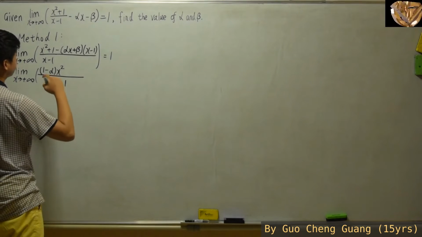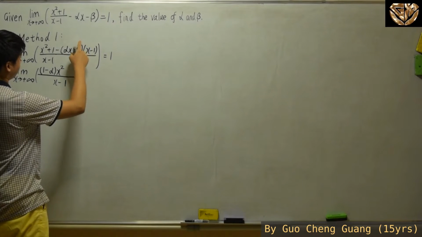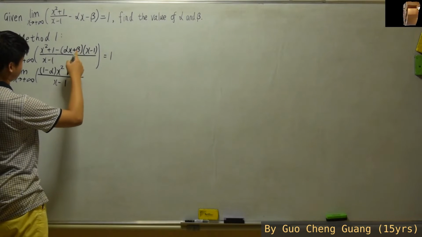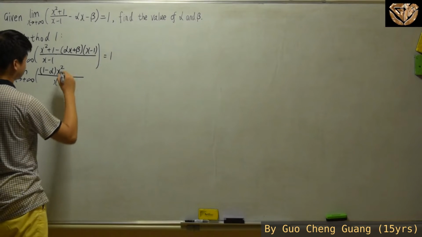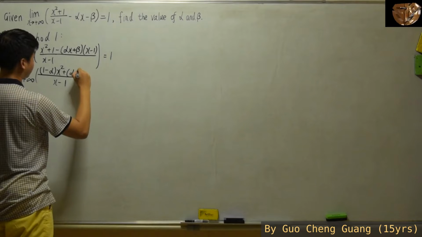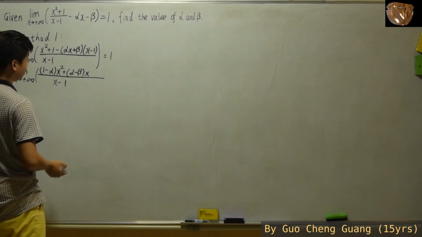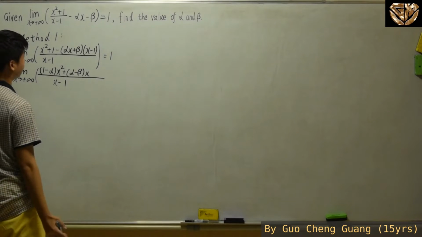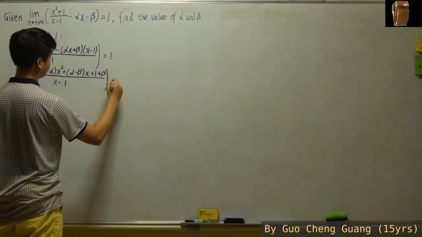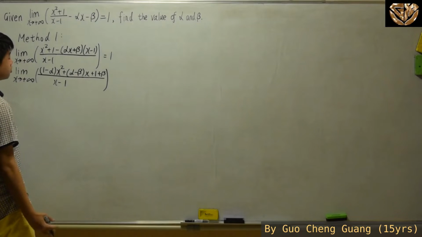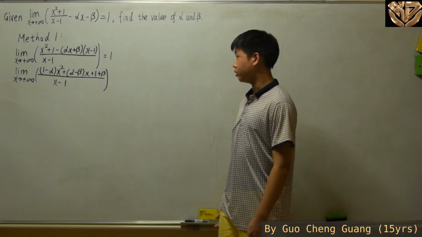So afterwards, then you're going to have the x term. We're going to have beta, which becomes a negative beta x, then add on to alpha x. So you're going to have alpha minus beta, x. Alright, and lastly, it will be the constant terms, which is 1 and beta. Okay, so now this is what we are looking at. So what else can we do over here?